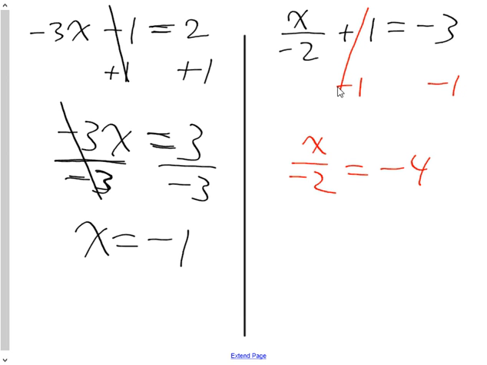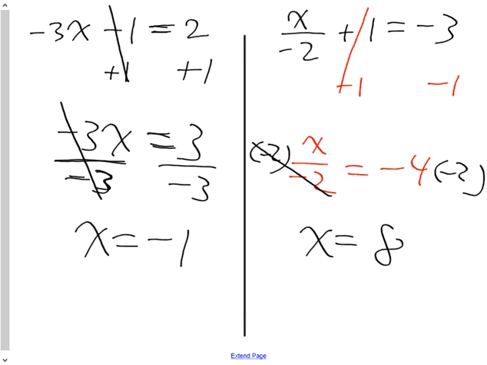Okay? So now we went from a two-step equation to a one-step equation. And since this says right here, divide by negative 2, the opposite operation to dividing by negative 2 is multiplying by negative 2. Not positive 2, but negative 2. Those are opposite operations. I'm left with x equals a positive 8.